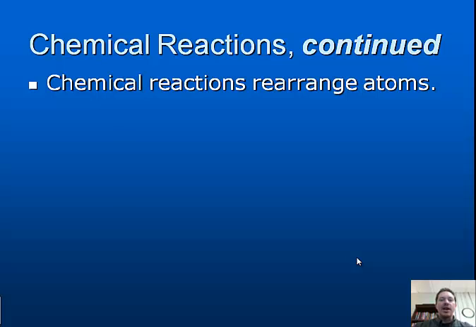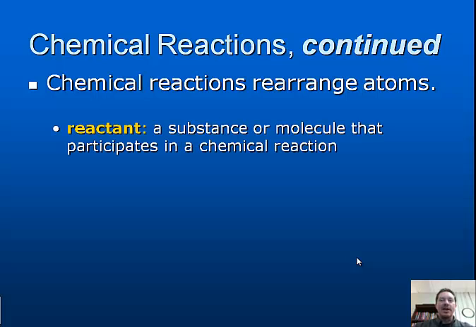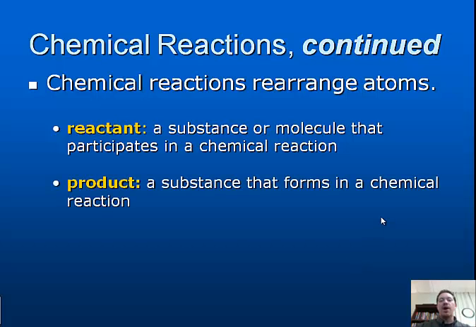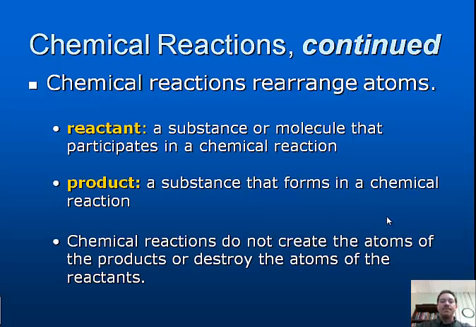What chemical reactions do is they rearrange atoms, and we start with our reactants on one side of the reaction. So reactants is the substance that reacts, basically. They're participating in the chemical reaction. And then the product is the substance that forms. So these reactants interact with each other, and then we form one or more products as a result of that.